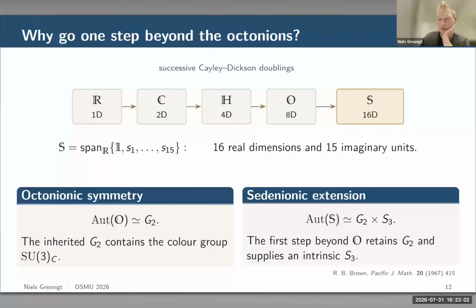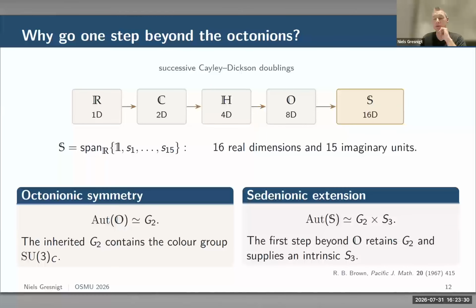But in terms of the S3, where it's coming from, automorphisms of this algebra of sedenions. So the largest division algebra is the octonions. But this process that you can use to generate the division algebras does not stop with the octonions. So you can get ever larger algebras. And the next one after the octonions is the sedenions.